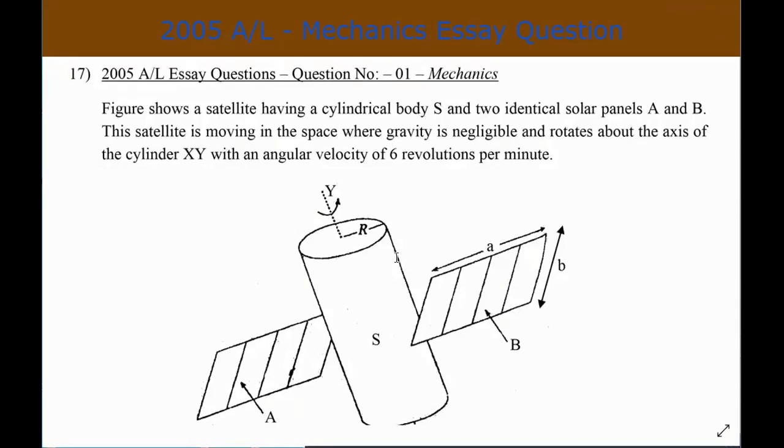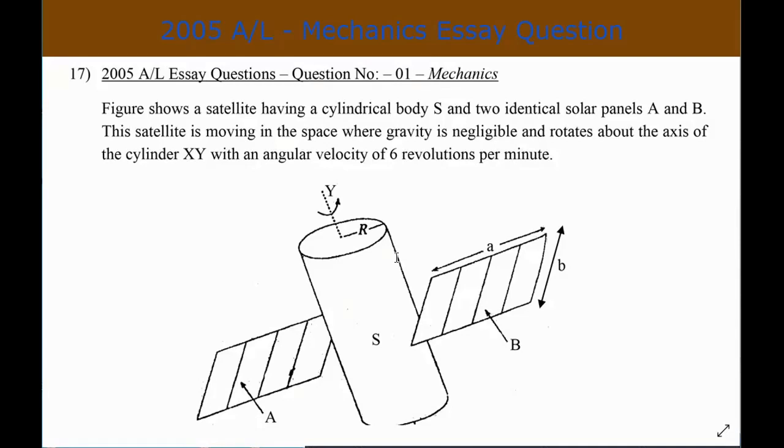Right, so we are going to start the discussion of the 2005 essay question. The figure shows a satellite having a cylindrical body S and two identical solar panels. The two solar panels are identical, similar to each other. This satellite is moving in space where gravity is negligible.